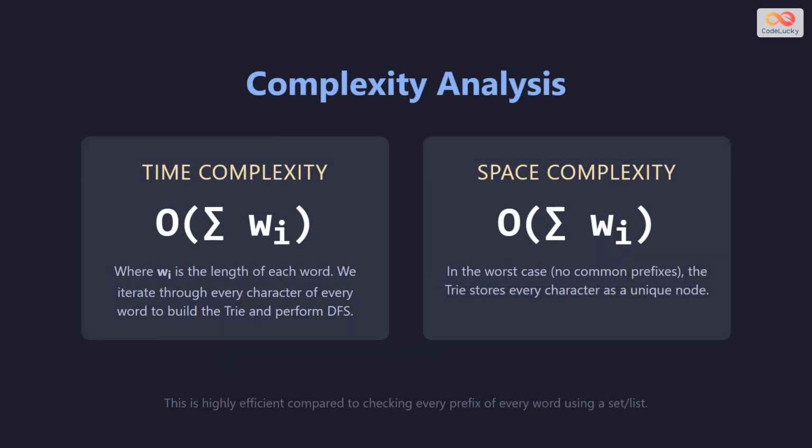This approach is very efficient. The time complexity is proportional to the sum of the lengths of all words, as we process each character to build the trie and traverse it. The space complexity is similar, as we store these characters in our trie structure.